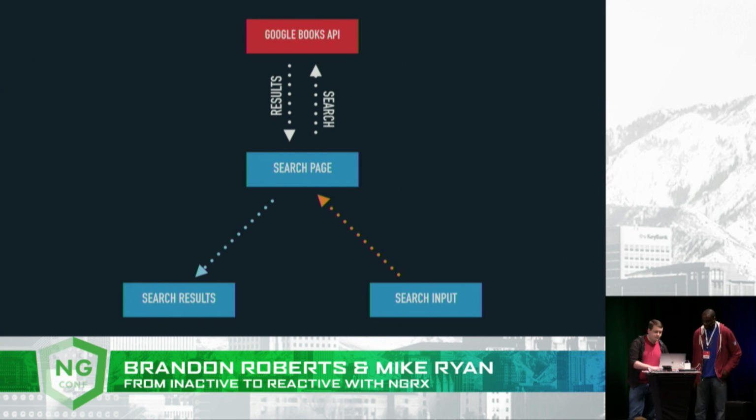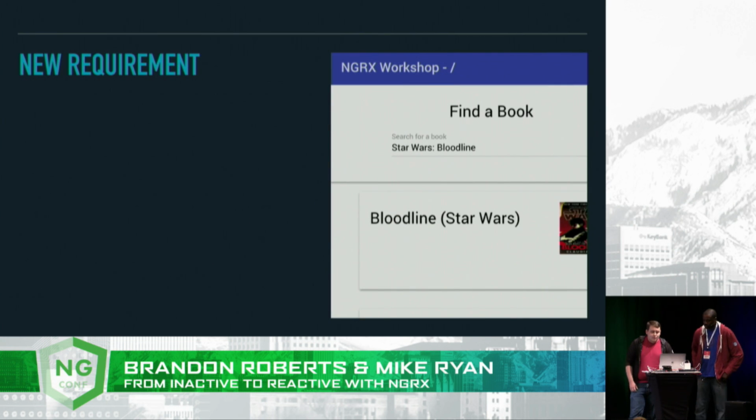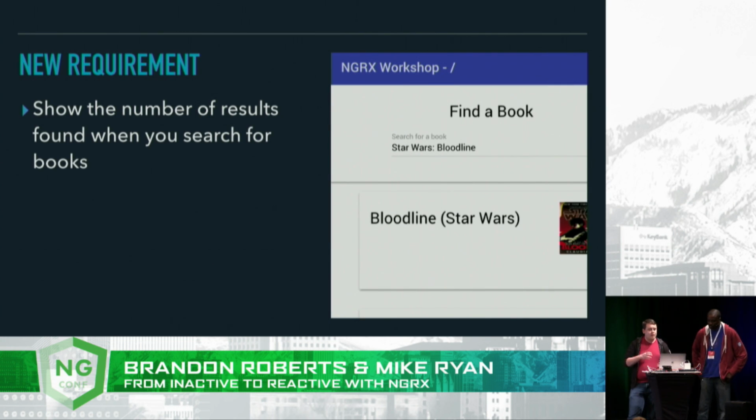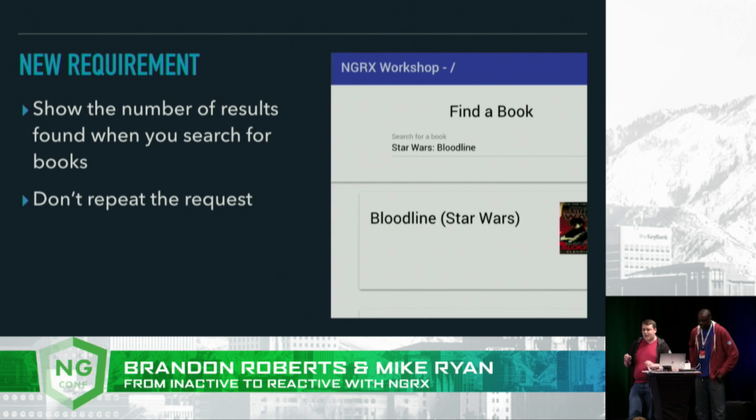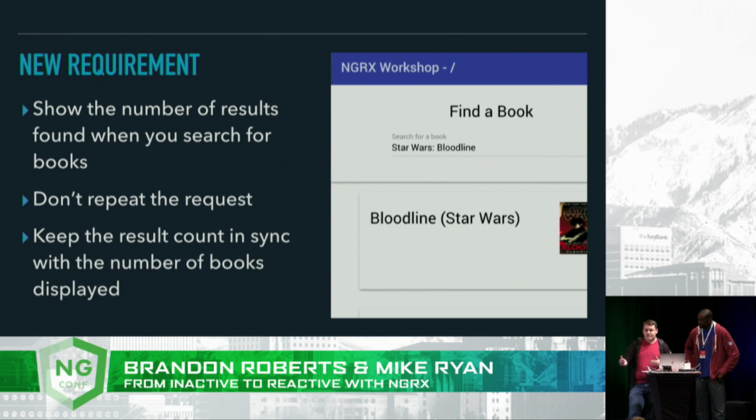display all the books. But let's imagine we want to add a new feature. We want to show the number of results found when you search for books. We don't want to make another HTTP request to get this information, but ideally, we want to keep the count in sync. If we're showing 60 books, then the counter needs to say 60 results found.